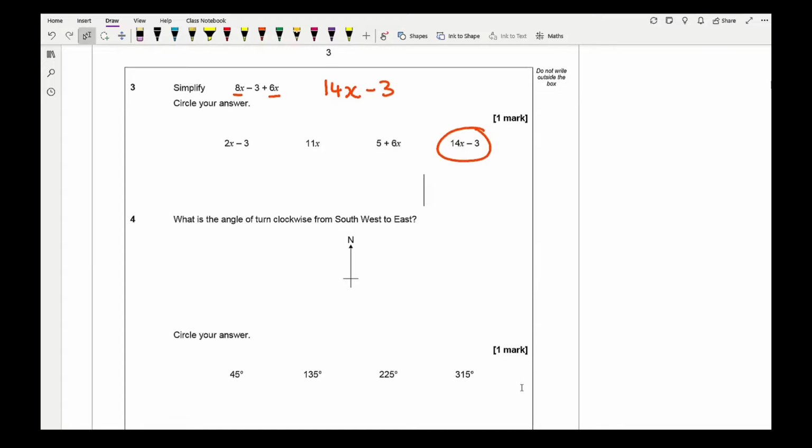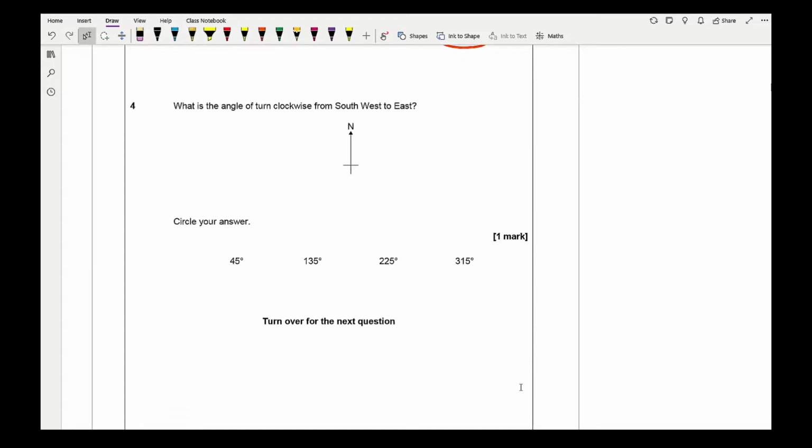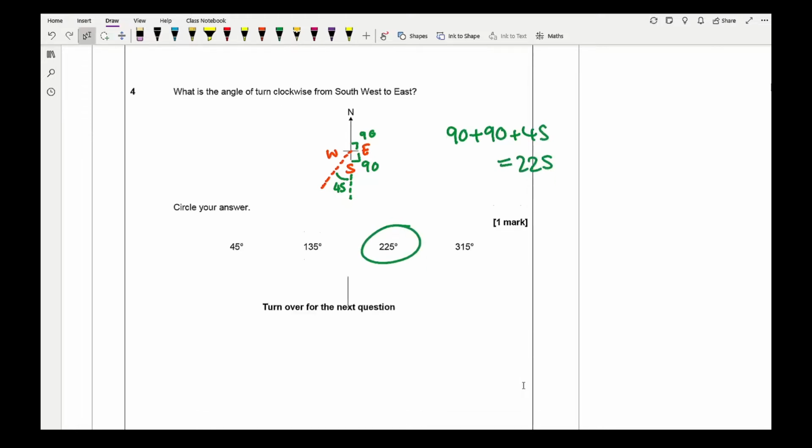and that can be found as the fourth option. And then finally with question 4, it's saying what is the angle for a turn clockwise to southwest. Now if we just complete the measurements, north to southwest is this measurement here. Now when dealing with this, what we've got to recognize is every quarter turn, that's 90, that's going to be 90, and this is going to be half of 90, which is 45. So I've got to do 90 plus 90 plus 45, which gives me 225. So it's the third one that I need to circle.